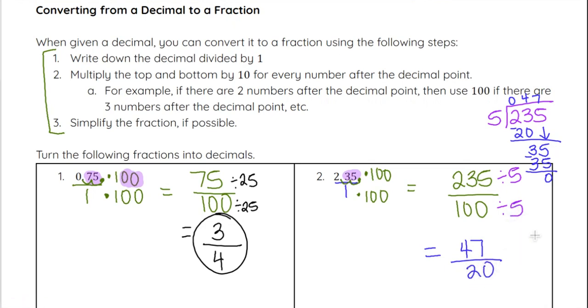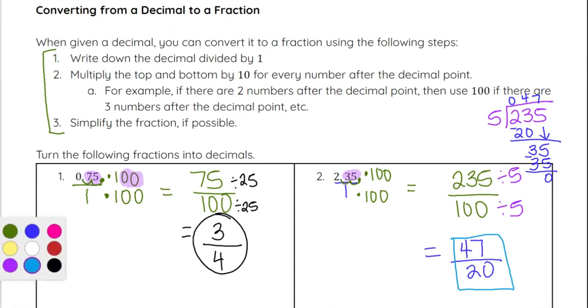If you don't know that, you could go through your long division process as well for that. So 47 over 20, you'd want to check to make sure that you fully simplified it. 47 is not divisible by any number other than 1 in common with the 20. So this is our simplified fraction. So let's take a look at one more.